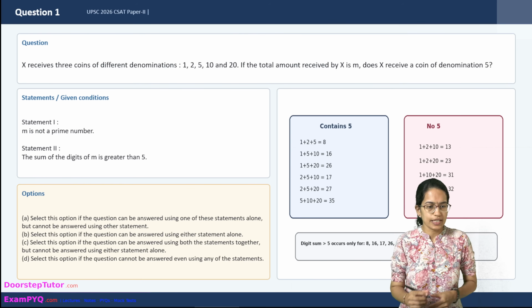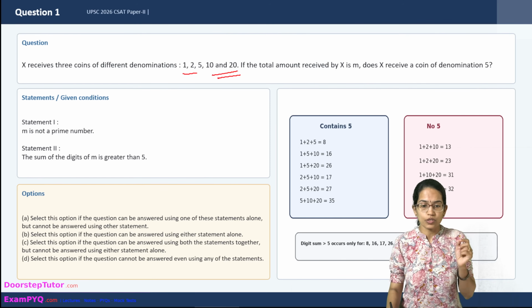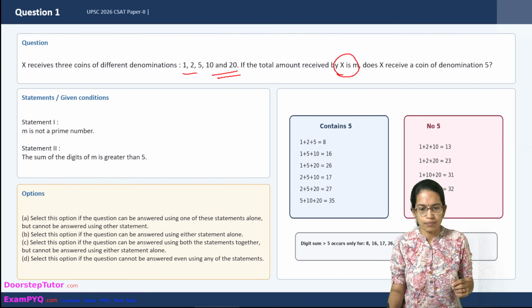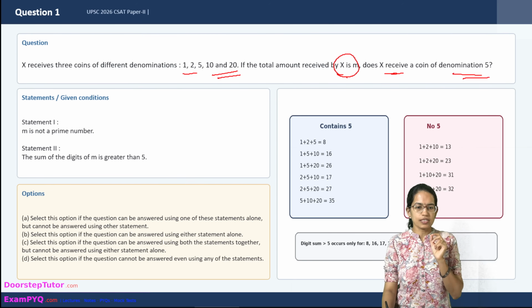Now this question says that X receives 3 coins of different denominations 1, 2, 5, 10 and 20. What if the total amount received by X is M? Does X receive a coin of denomination 5? Now this is a very interesting question.